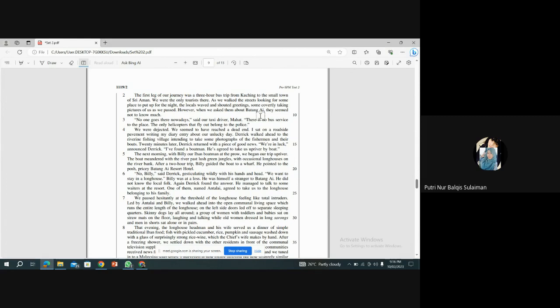I sat on a roadside pavement writing my diary entry about our unlucky day. Derek walked ahead to the riverine fishing village intending to take some photographs of the fishermen and their boats. 20 minutes later, Derek returned with a piece of good news. We are in luck, announced Derek. I found a boatman. He's agreed to take us upriver by boat.